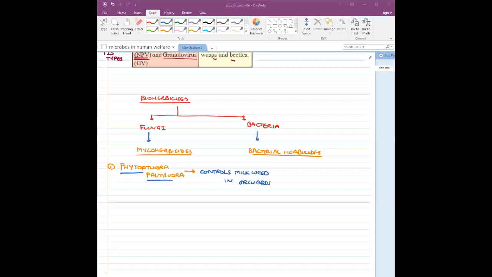Okay. So once again we have this one. But then the second one. Now the second one, guys, you need to keep in mind. Its name is Alternaria crassa.